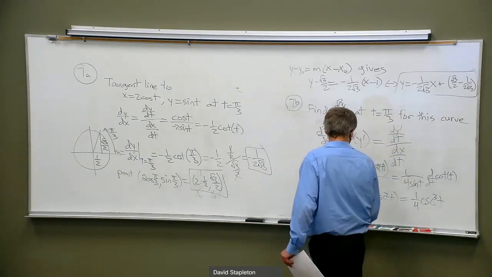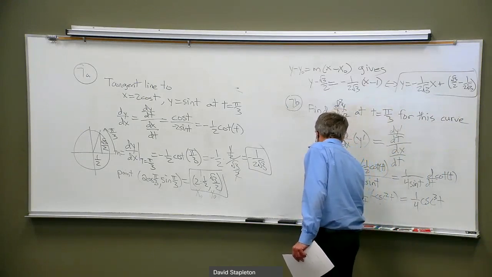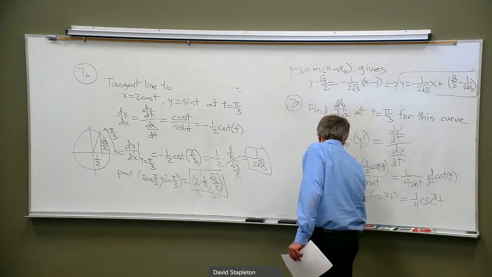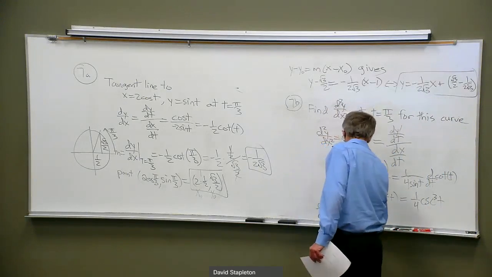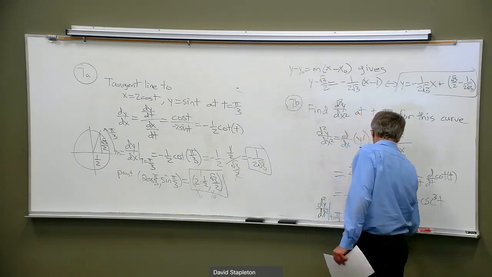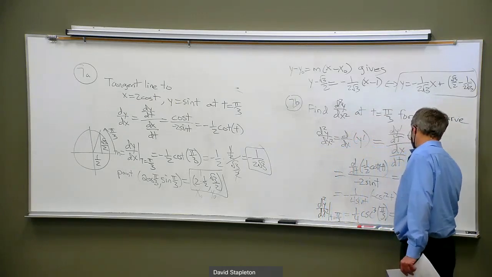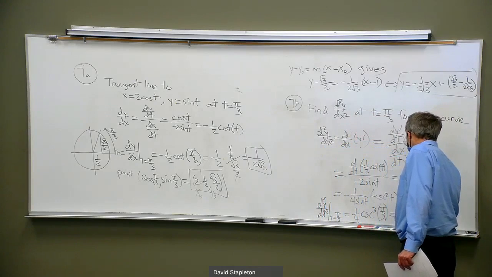That's t equal to pi over 3. So d squared y dx squared at t equals pi over 3 is then 1/4 cosecant cubed of pi over 3. Well, what's the cosecant cubed? To evaluate it, maybe it'd be easier to write it as sine. It's 1 over 4 sine cubed pi over 3.